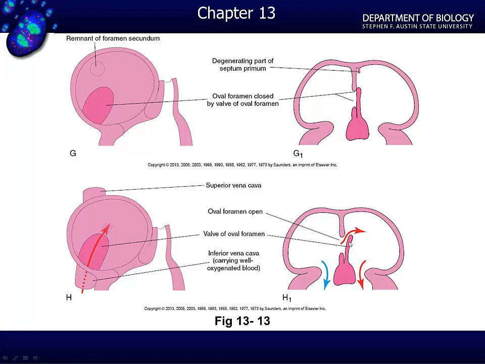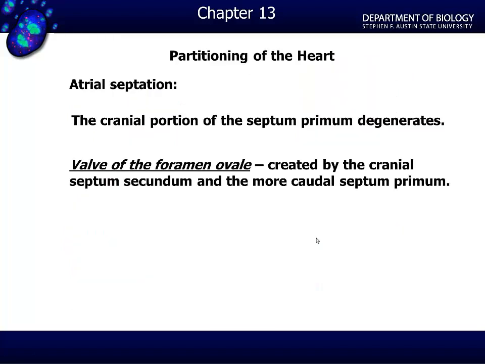But the reverse is not going to happen at this point, primarily, again, because of the higher pressure on the right-hand side. So because of that, at this point, the cranial portion of that septum primum is going to begin to degenerate, but that lower portion, that caudal portion, is going to remain.